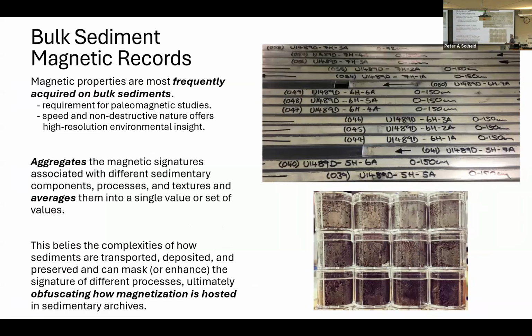When we measure these materials, we most frequently do it on bulk sediments. This is a requirement for paleomagnetism, and it also offers that high resolution and speed of insight for environmental change. But what this does is aggregate all of those different sedimentary processes and average them into a single value, or a single set of values, or a single measurement. This belies some of the complexities that we see with sedimentary records and puts all of those measurements and processes into that same single value.